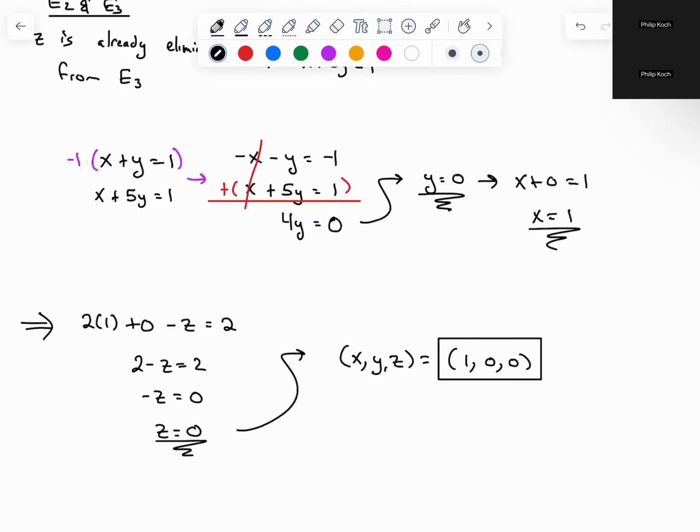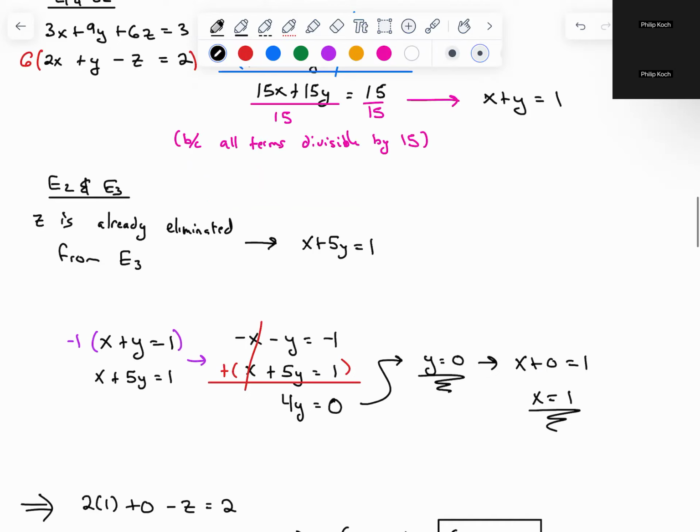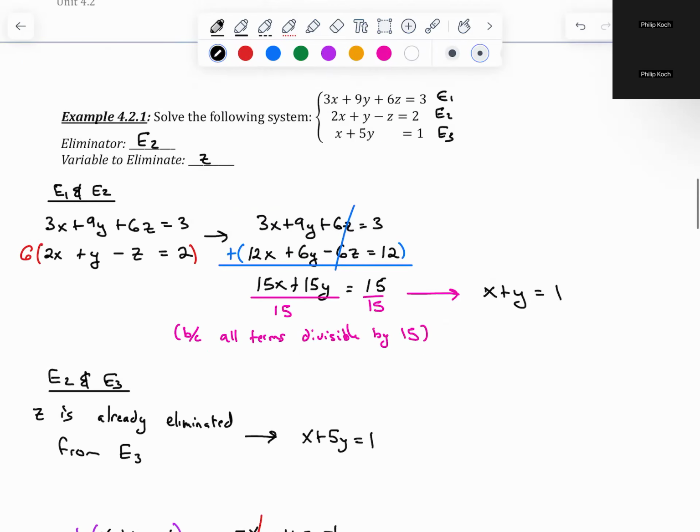And so I would go ahead and just quickly in my head check it. So 3 times 1 is 3 plus 0 plus 0. Does that equal 3? Yes, it does. 2 times 1 plus 0 plus 0. Does that equal 2? Yes, it does. 1 plus 0, nothing to plug in. Does that equal 1? Yes, it does. And so I would be able to check it.